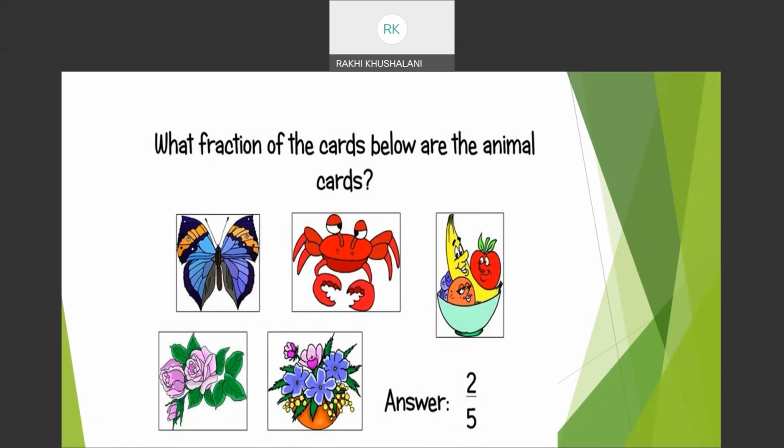That's why I'm giving different examples. I will be giving more examples ahead. So there are 5 cards, out of which 2 are of animal type. So 2 by 5 is the answer.